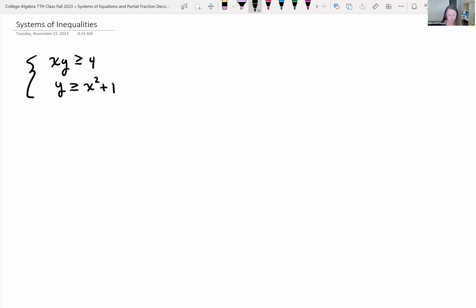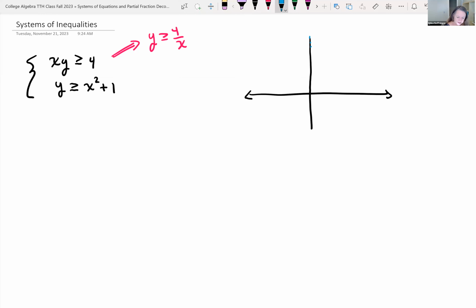Looking at that first equation, I would probably get y by itself before I graphed it. Let's look at y is greater than or equal to 4 over x. I know that looks like my graph y equals 1 over x. That 4 is just stretching it vertically. I can also see that I have a vertical asymptote at my y-axis, and I have a horizontal asymptote on my x-axis.